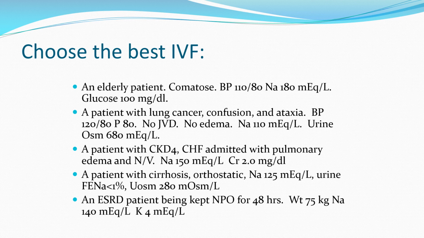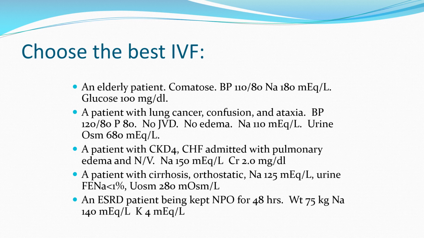Here are more examples. An elderly patient who's comatose with a blood pressure of 110/80, sodium of 180, which is very elevated, and glucose of 100, which is normal. Here you'd want to give a hypotonic fluid very slowly, for example, half normal saline or D5W.